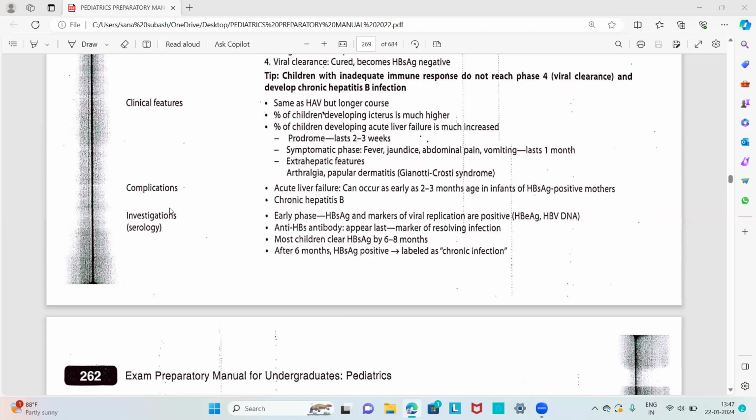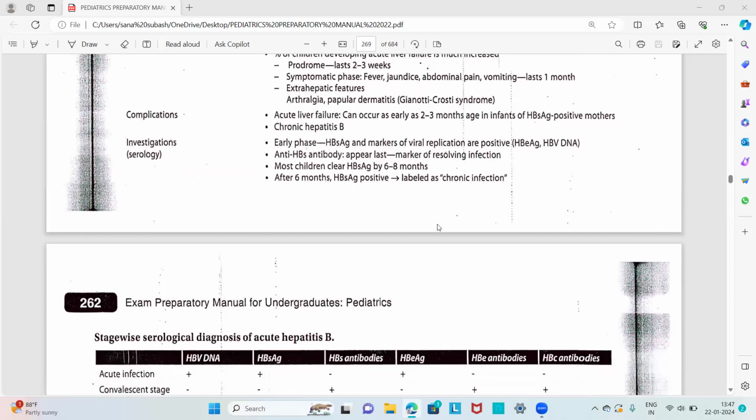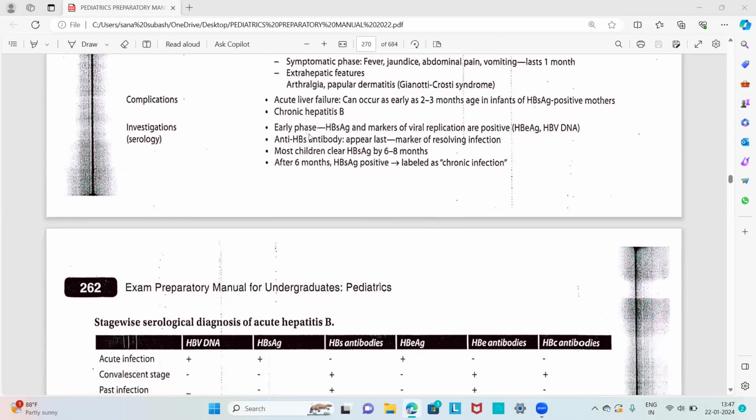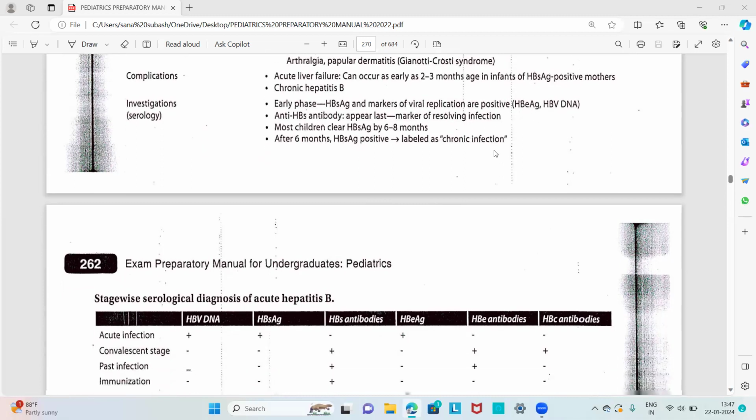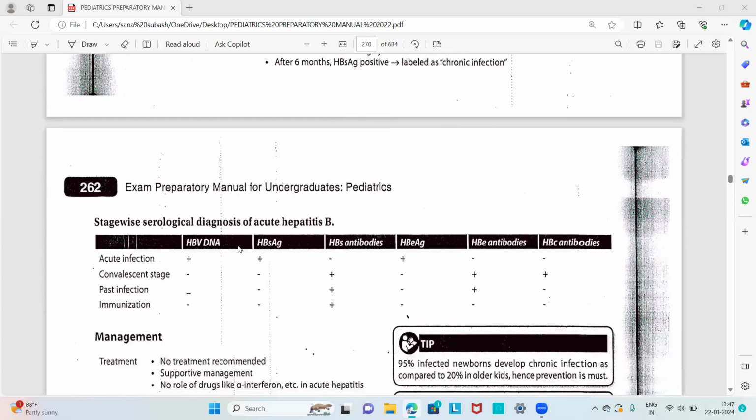And what are the investigations to confirm the diagnosis of hepatitis B? In the early phase, we go for HBsAg and markers of viral replication, which are positive, that is HBeAg and HBV DNA. Anti-HBs antibody appears last, and is a marker of resolving infection. Most children clear HBsAg by 6 to 8 months; if HBsAg is positive after 6 months, it is labeled chronic infection. So we look for HBsAg, anti-HBs, HBV DNA and HBeAg for the investigation of hepatitis B infection.